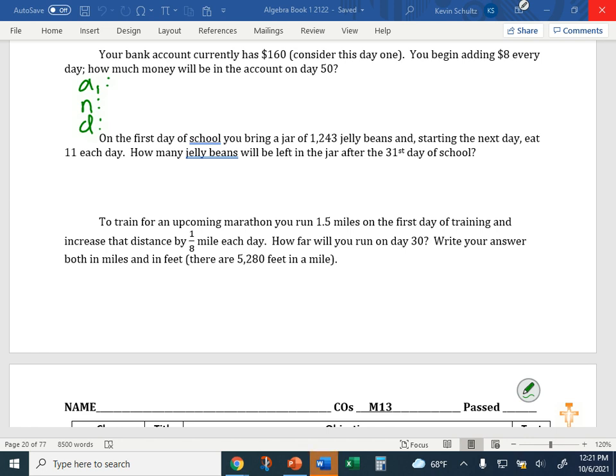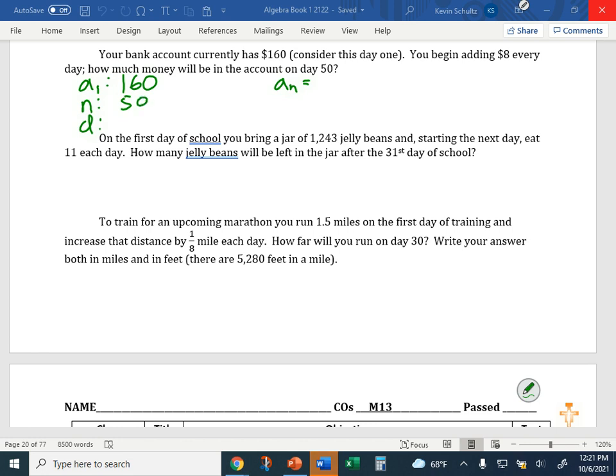Sasha? 160. Yeah. Okay. We're starting with $160. That's our first term. Aiden? Okay. What number of the term in the sequence are we looking for? What's our question, right? This n, remember the an part of this is the answer. What are we looking for? What's the question, John? How much money will be in the account on day 50?